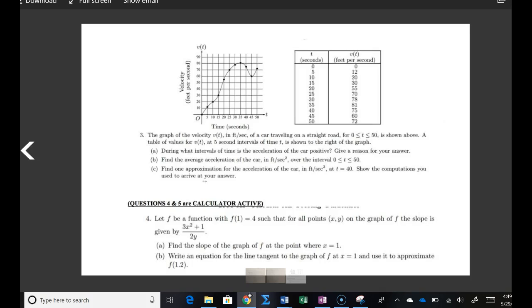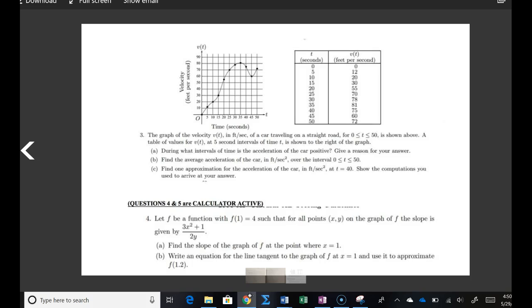Find one approximation for the acceleration of the car in feet per second squared at time t equals 40. So we know acceleration is the derivative of v of t, because this is the velocity function. And if I'm looking for the slope of the line tangent to v at 40, there were several different answers I would have accepted.